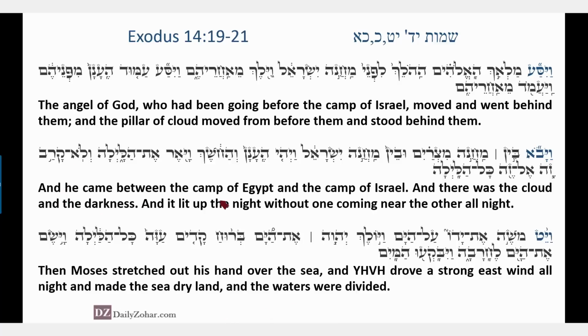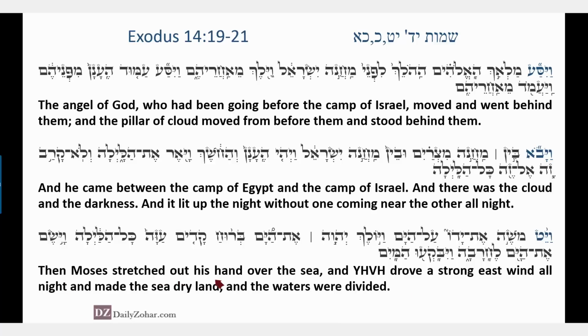And he came between the camp of Egypt and the camp of Israel. And there was the cloud and the darkness, and it lit up the night without one coming near the other all night. So that's the protection that the angel of God and the cloud and the pillar of fire brought to the Israelites. And then, since they have the protection, now Moses can really split the sea and let the Israelites cross the sea.